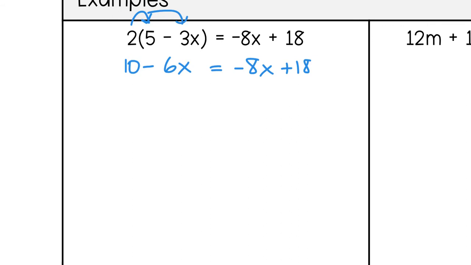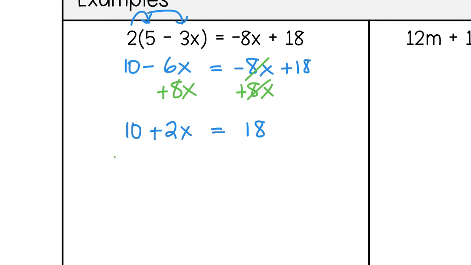So that 8x, since it's negative, we're going to add it to both sides. That way it can cancel here. And let's see what we have left. So this would be 10 minus 6 plus 8 is positive 2x is equal to 18. Okay. Then A for add and subtract. The 10 in the very front is a positive number, so we're going to subtract it from both sides. Okay, and that leaves me with 2x equals 8.